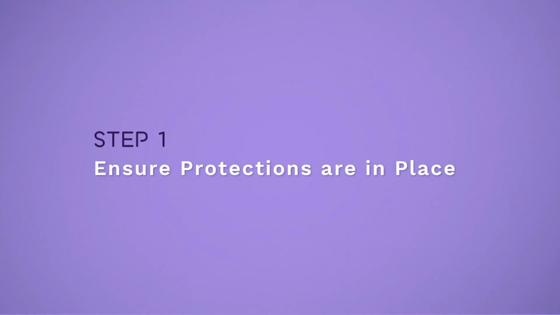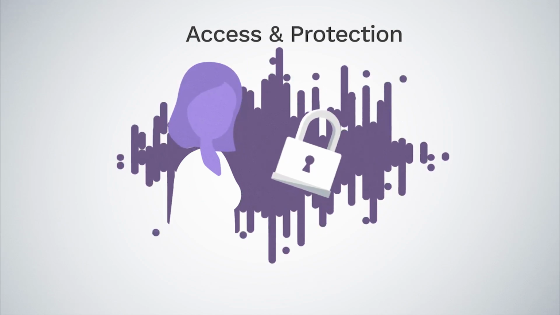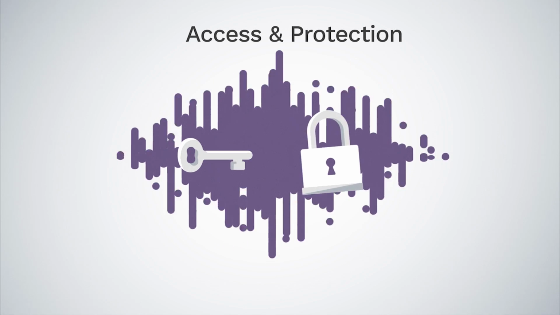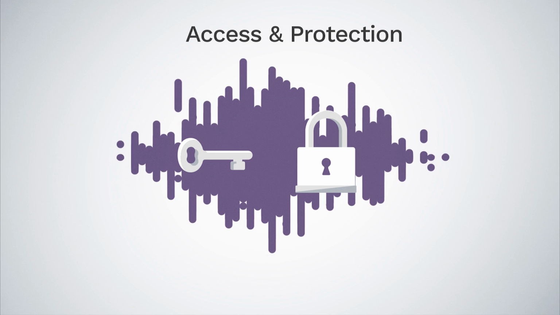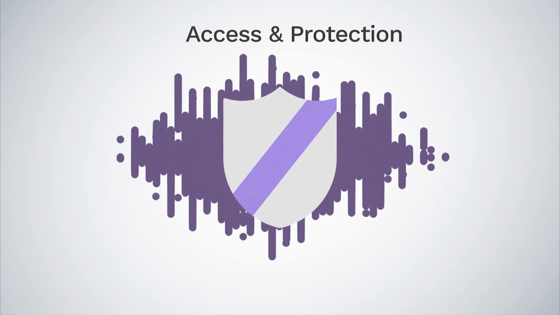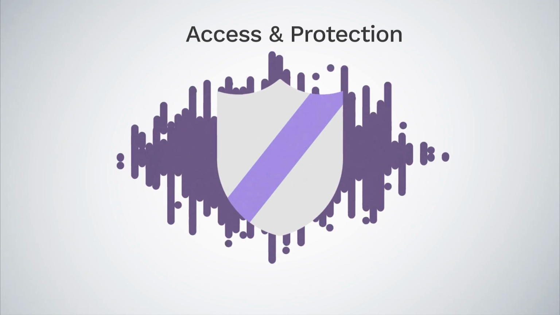Step 1. Ensure protections are in place. Access and protection are key factors in conducting a thorough review of cases. To ensure a review is comprehensive, committee members must have complete access to data sources, and information collected must be protected from disclosure. Additionally, review committee members should have legal protection from subpoenas related to their participation in case reviews.